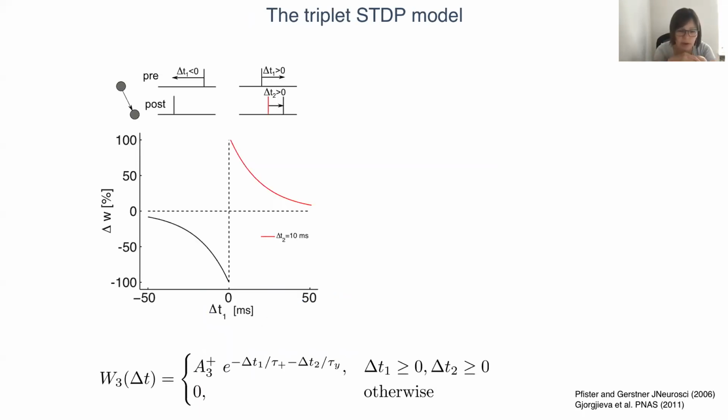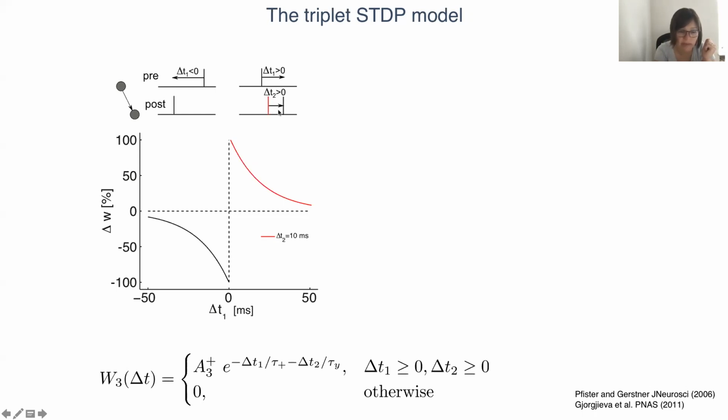So instead, Jean-Pascal Pfister and Wolfram Gerstner had this proposal that maybe a third spike should be introduced to the model of STDP. And so I worked with Jean-Pascal eventually to analyze the mathematical properties of the rule. So what the rule says is that you add a third spike so that instead of just the timing between the pre and the post spike denoted here by delta T1 mattering for how much potentiation and depression you induce, you also use the timing between the two postsynaptic spikes denoted here by delta T2. So this is the triplet now.